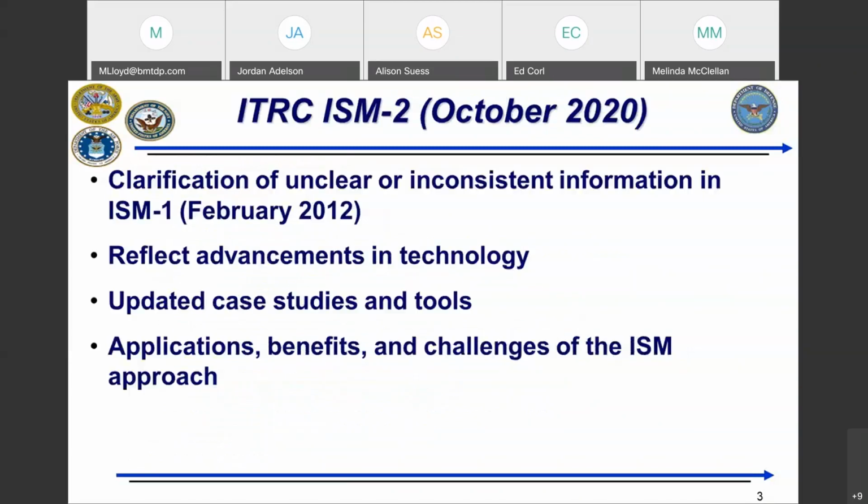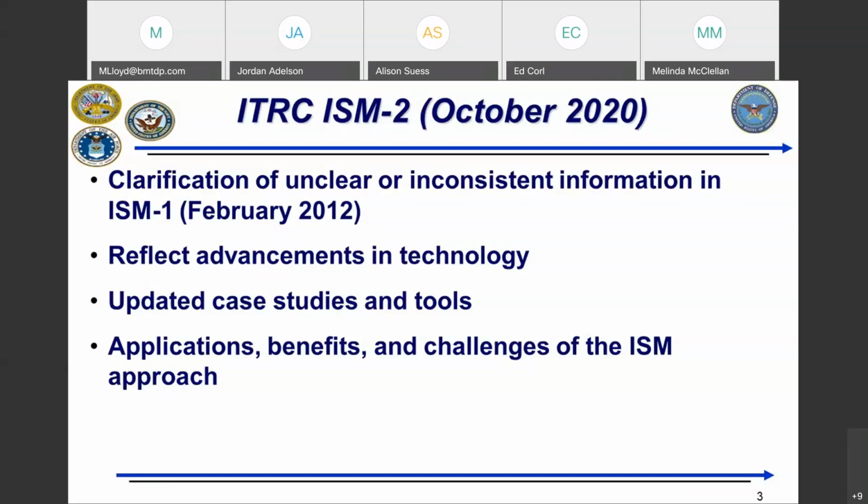So as I just mentioned, the ITRC document, or now ISM2, was updated in October of last year, and it was done as a clarification of some of the unclear or inconsistent information from the previous document that was published in 2012. And Mark Bruce and I were both on that initial team, and Mark, I can't believe that's been almost 10 years, but at any rate.